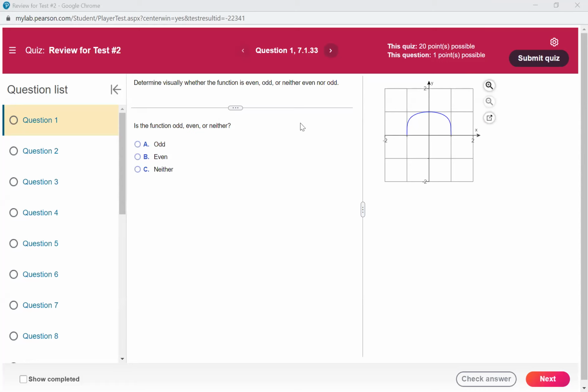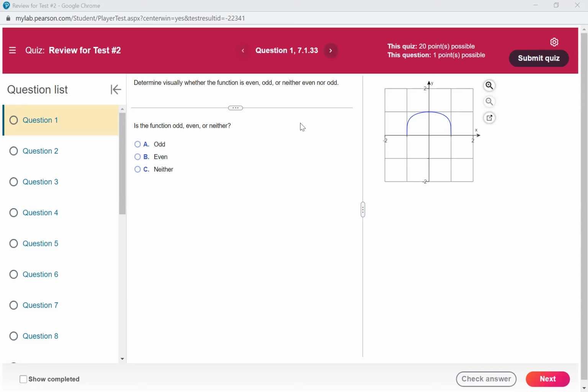All right, y'all. So this first question wants to determine visually whether this function is even, odd, or neither. So remember, two ways you can check that. First way, if it's symmetric to the y-axis, it's even. If it's symmetric to the origin, it's odd. Also, you can see how many times the graph is touching the x-axis. And if you notice, this graph is touching the x-axis 2 times, which is the even number.